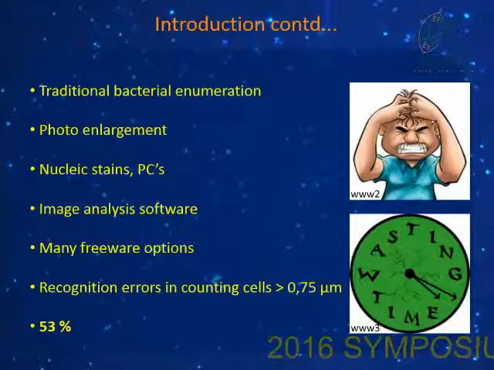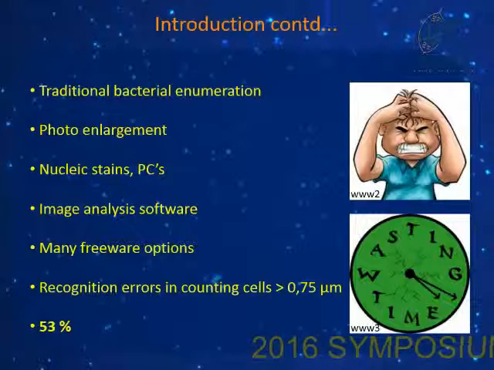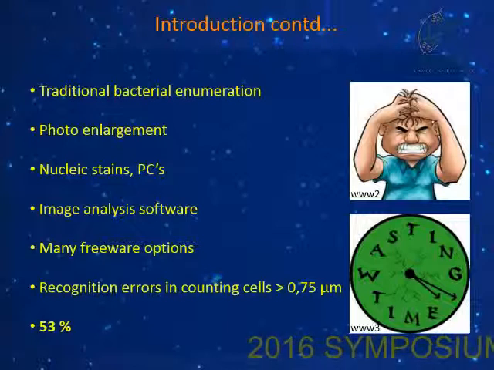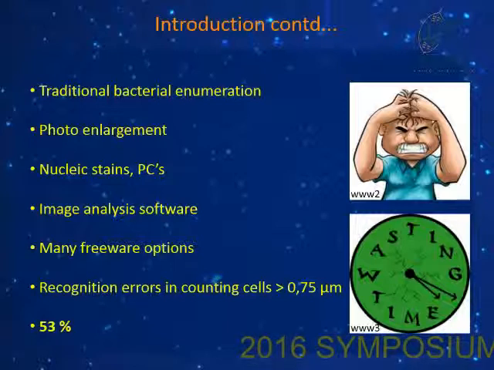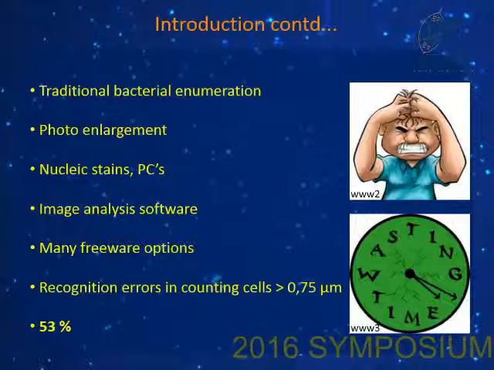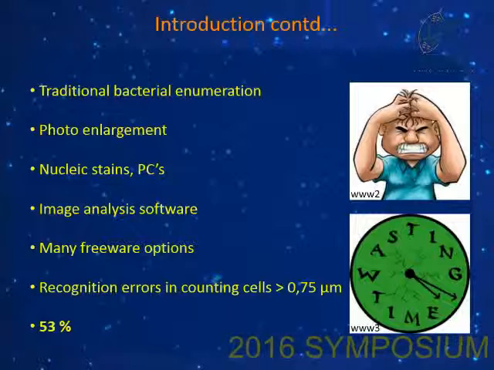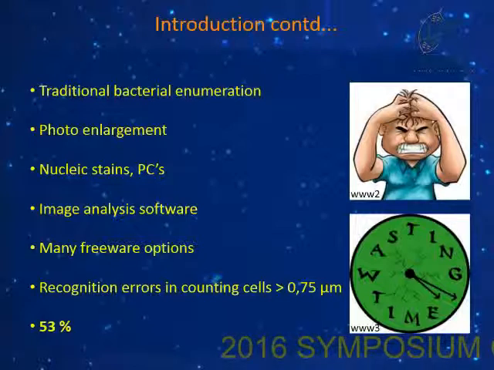But even with them, a study done back in 2011 by Edward, looking at recognition errors in an interlaboratory experiment, just counting the cells that are greater than 0.7 micron, found a 53% recognition error in just counting them. Not sizing them, just: is this a cell? And 53% from the actual microbial lab, that's quite high.